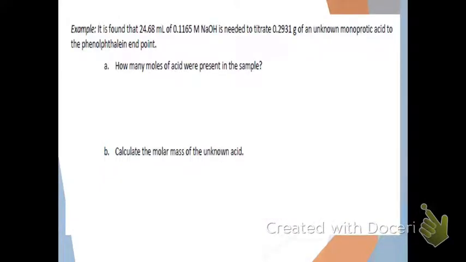Here we see that it takes 24.68 milliliters of 0.1165 molar hydroxide to neutralize, or to titrate, 0.2931 grams of an unknown acid, and it is a monoprotic acid. That monoprotic acid means that we have one H+. Well, our base has one OH-, so these are reacting in a 1-to-1 mole ratio. So if we can figure out how many moles of OH- we used, that's how many moles of H+ we had.